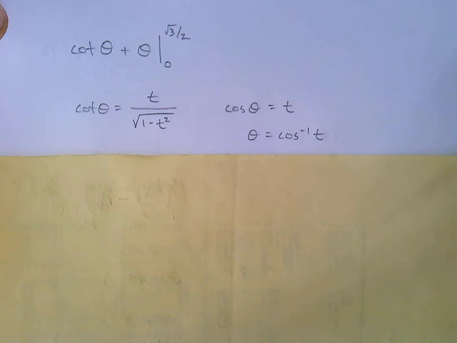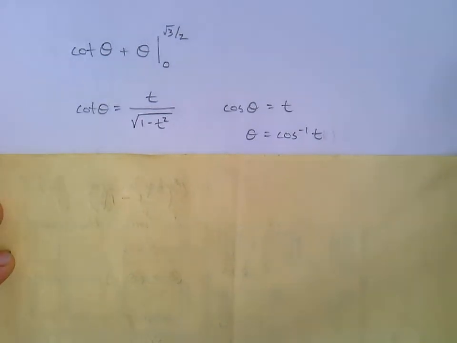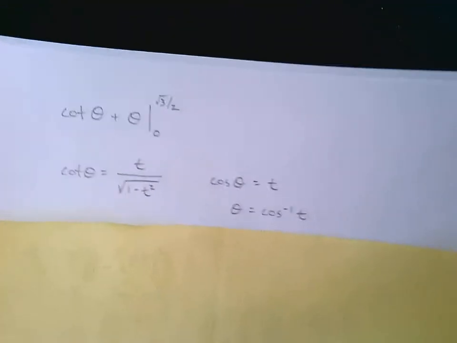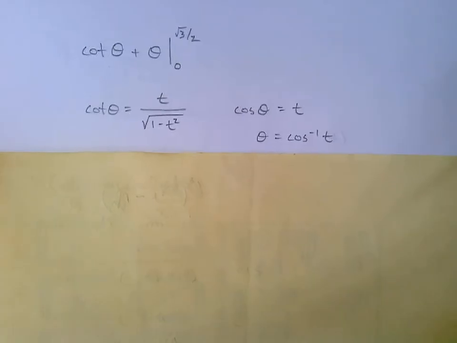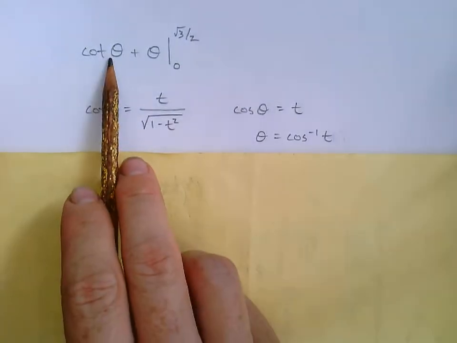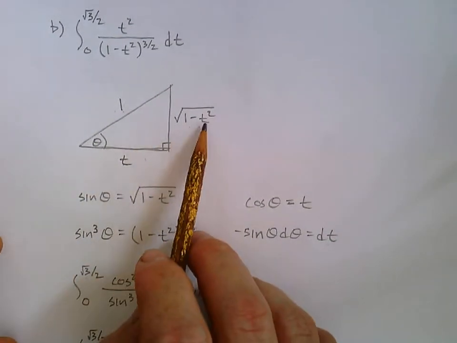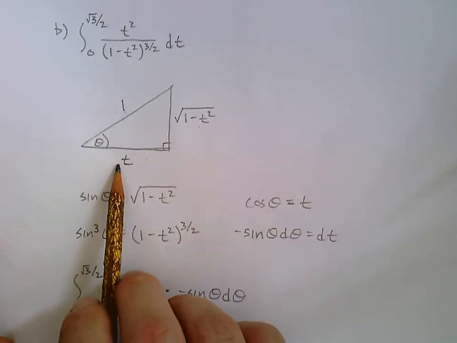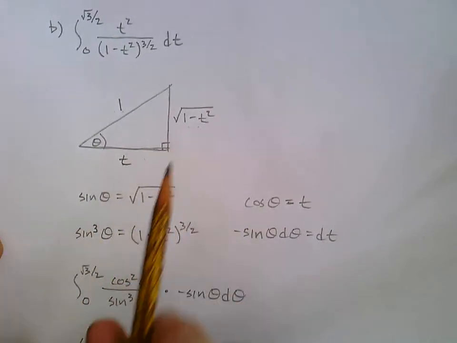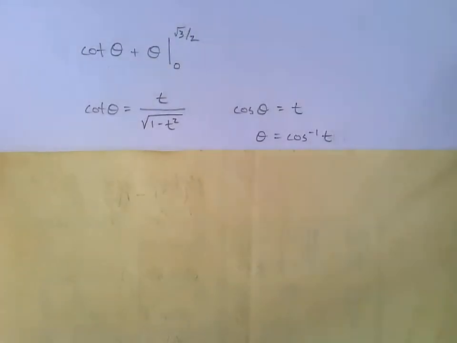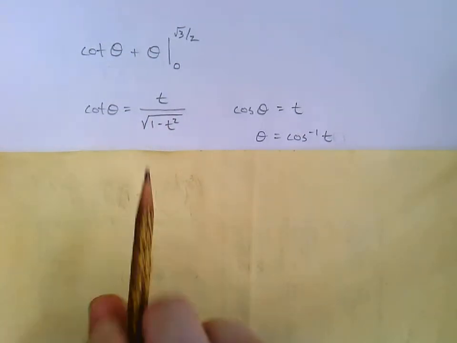Now let me explain what's going on here. For cotangent theta, we just need to look back at the triangle. Let me have that available here. To convert cotangent theta, we'll look back at this. If tangent theta is the root over t, then cotangent is t over the root. And that's what we have here, t over the root of 1 minus t squared.